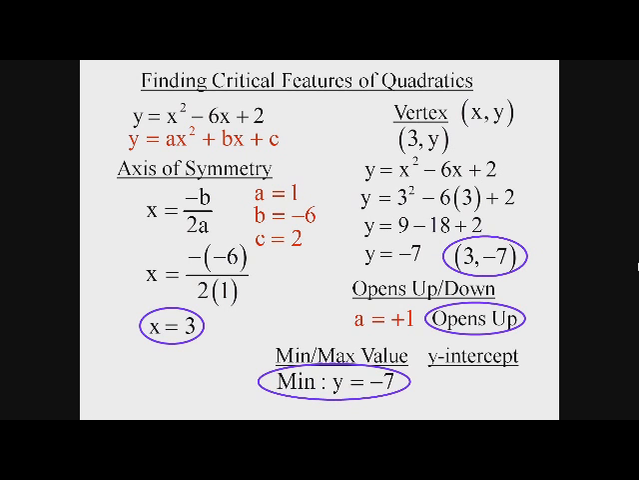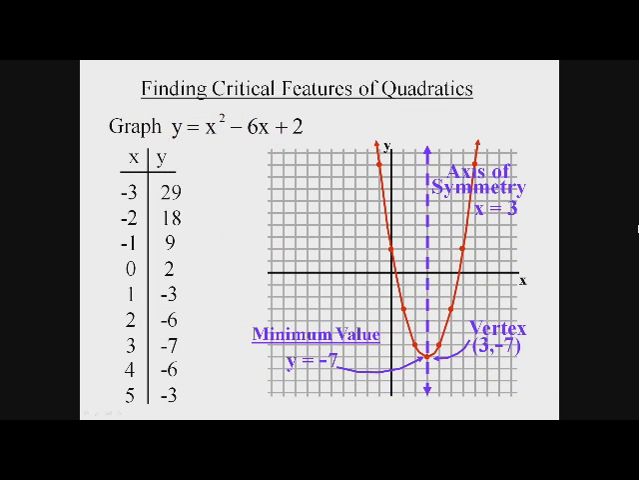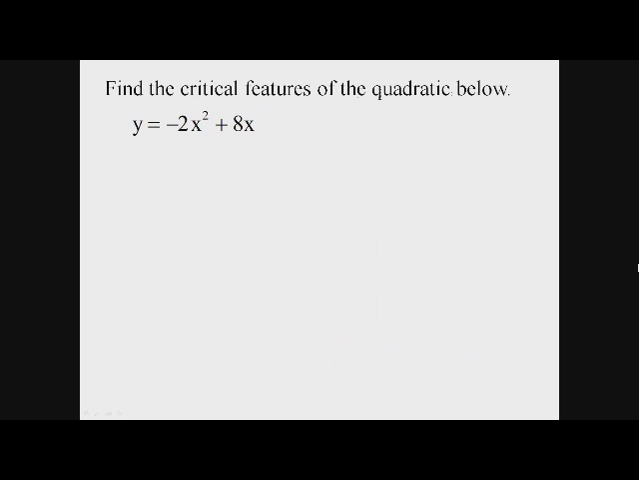What is the y-intercept? Well, that's the c value. The y-intercept is c equals 2, or you could write that as (0, 2). So those are the critical features of this quadratic, and we found them all algebraically without graphing. If we compare these to the graph we made earlier, we see that they match. The axis of symmetry was x equals 3, the vertex was (3, -7), and the minimum value was y equals negative 7. Let's do it again for this equation, which we've never graphed before.